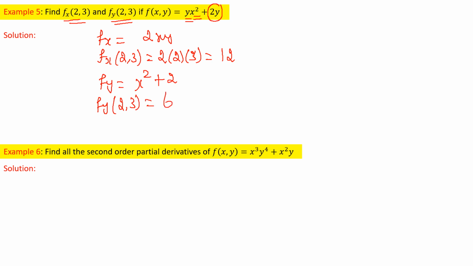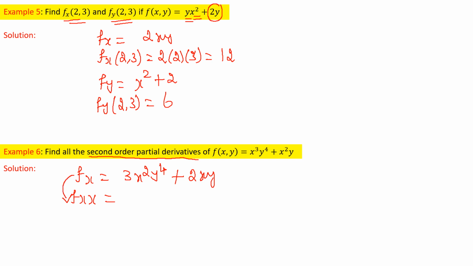Question number 6, we are asked to calculate all the second order partial derivatives. So before finding the second order partial derivatives, we have to calculate first the first order. So fx equal to 3x power 2 y power 4 plus in the second term derivative of x squared y will give you 2xy. Then if I calculate fxx, that means derivative of this again with respect to x one more time.